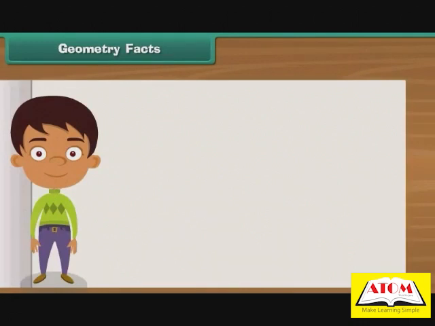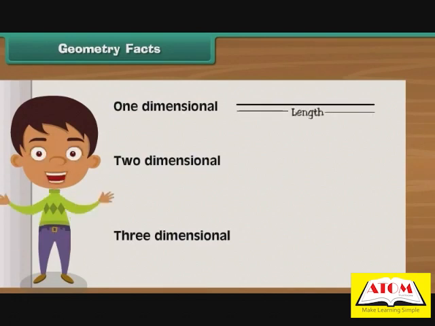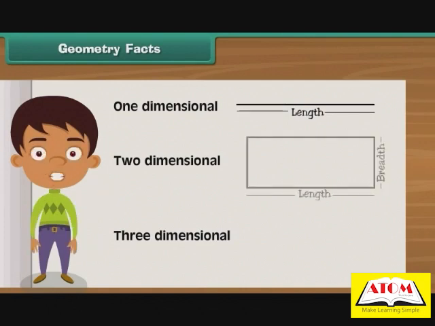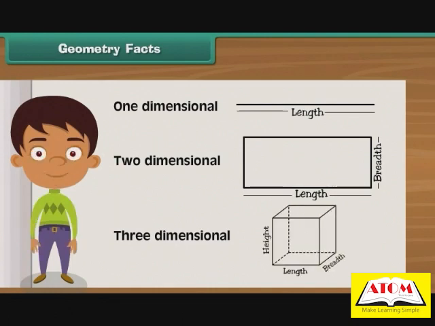Geometry facts. The geometry facts are generally declaring the three parts. Those parts are one-dimensional, two-dimensional, and three-dimensional. The one-dimensional geometry facts is called the line. The lines have only length. The two-dimensional geometry facts is about length and breadth. The three-dimensional geometry facts is about length, breadth, and height.